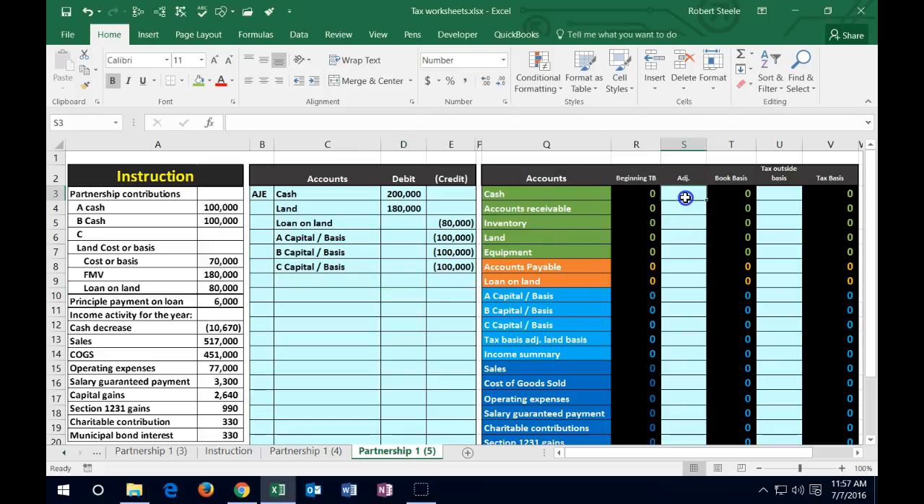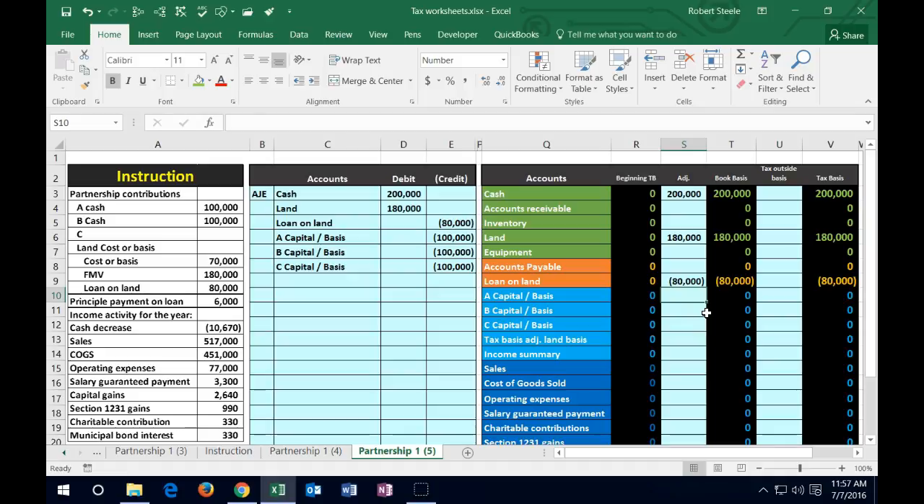So we're going to say cash. I'm going to go ahead and post this. So we are in S3. S3 equals the 200,000, increasing to 200,000. Then we're going to go to the land down here. Land is an asset. Land's going up in the partnership to 180. And then we have the loan on the land, the liability. So the loan on the land is down here in S9 equals the 80,000 liability, increasing the liability to 80,000.